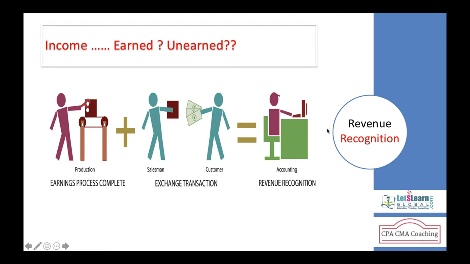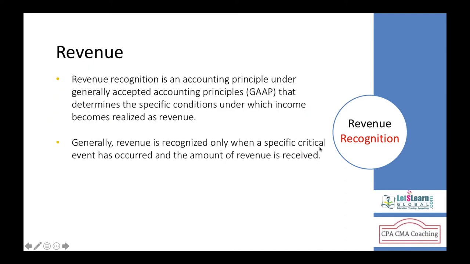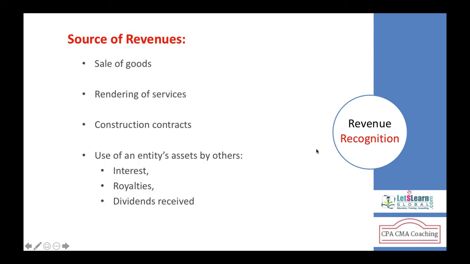For this, we need to take an example, like in the case of a manufacturing industry, how the earning process is completed, an exchange transaction takes place, and thereby we recognize revenue. Goods are produced, ready for sale, we found a customer, we exchange the goods, and we account it as revenue. Just by producing the goods, we cannot recognize the revenue. Just by receiving money from the customer, we cannot recognize revenue. So the earning process should be completed. That is important. The earning process is to be completed, whether it is product delivery or rendering of services.